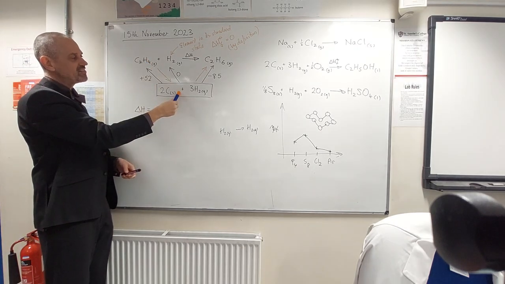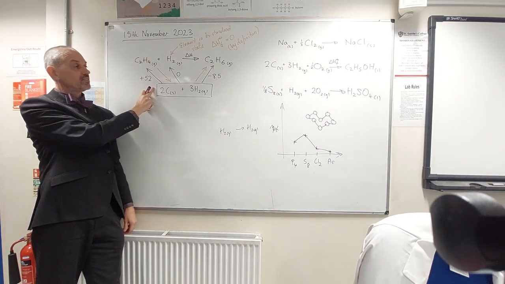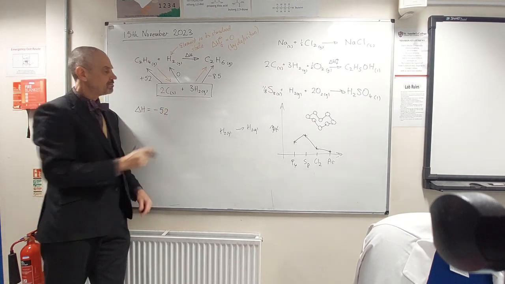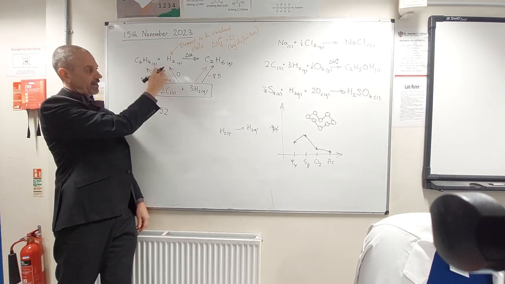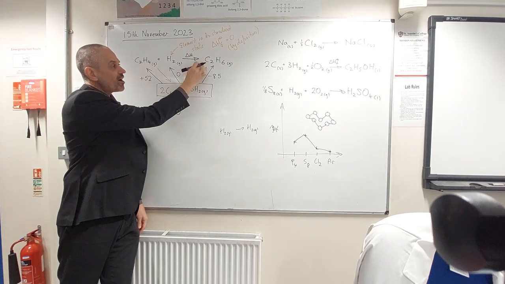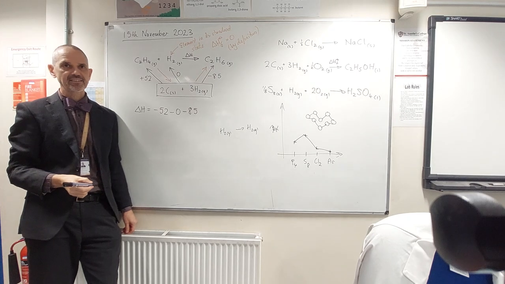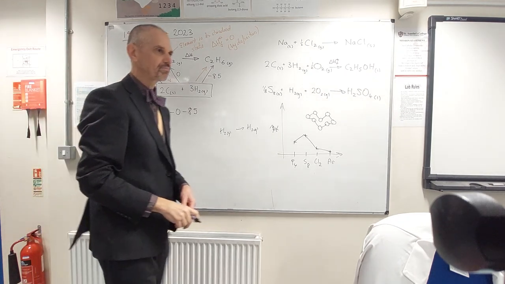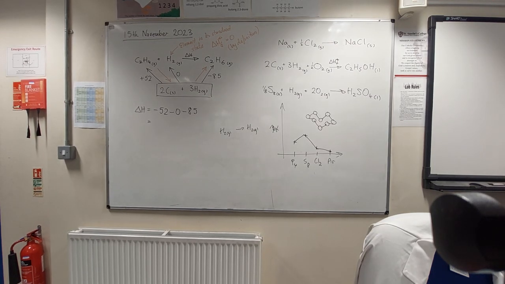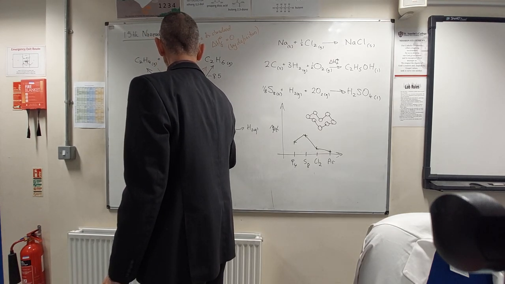So going from ethene to carbon and hydrogen is going in the opposite direction to the 52, so that's going to be minus 52. And minus zero, if that's going to make any difference. And then we're going in the right direction of that minus 85 arrow, so we'll just use minus 85 as it is. Which is whatever it is. What is it? Minus 137 kilojoules per mole.